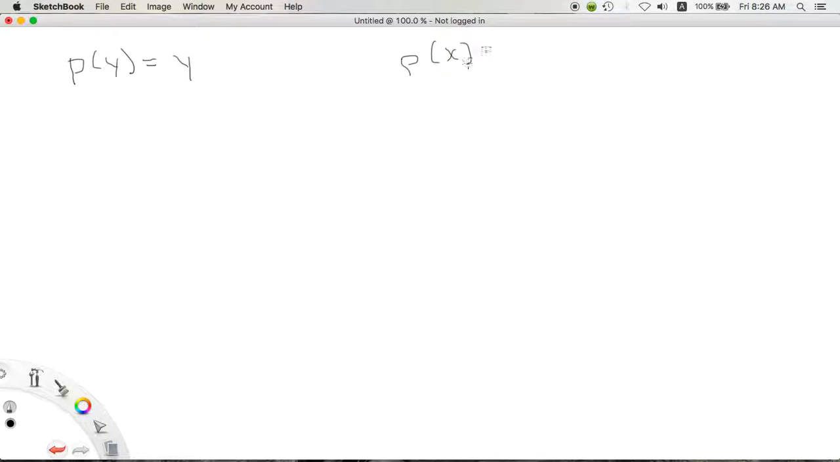Just like if we're revolving around the y-axis, then our p of x is just x. So that's where you have your function. The h function is where you have the actual function usually. So let's look at this example here.